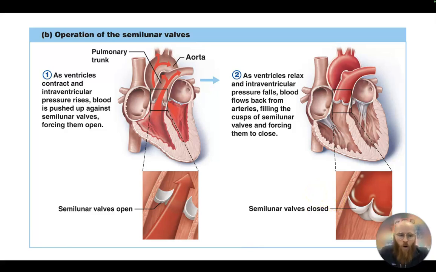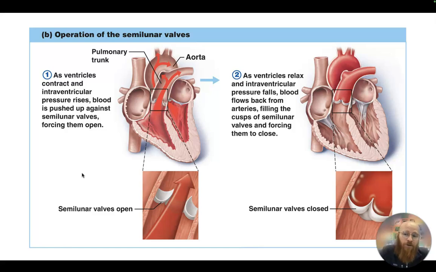The semilunar valves are the ones that are essentially following the ventricles, okay? So the ones that go from your right ventricle up through your pulmonary arteries, or your left ventricle up through your aorta and to the rest of your body tissues. So what's happening with these during the cardiac cycle?